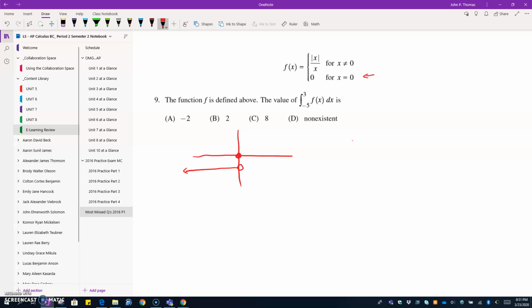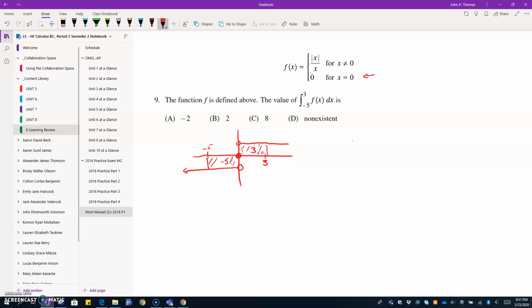If I go to the right, x is positive. I still reduce to a 1, but this time it's a positive 1. Now, my bounds of integration are from negative 5 over to positive 3, so I'm going to look at those two areas. This is my first area. It's 1 deep and 5 wide, so I get negative 5 for that area. The second section is 3 wide, 1 high, so I get a 3 for that area.